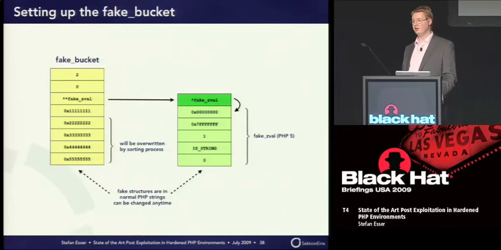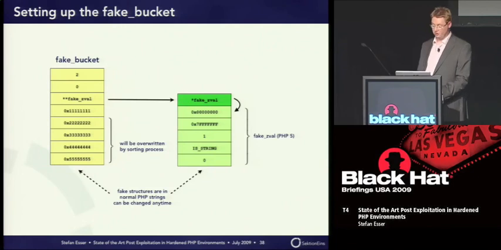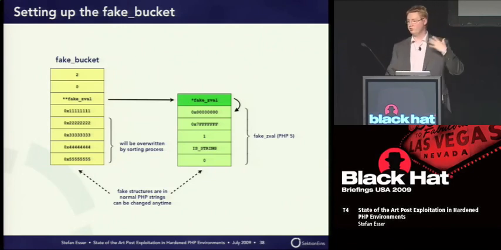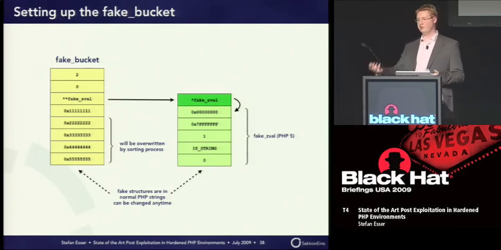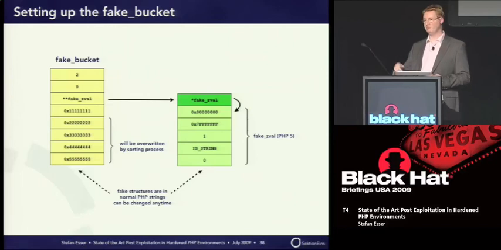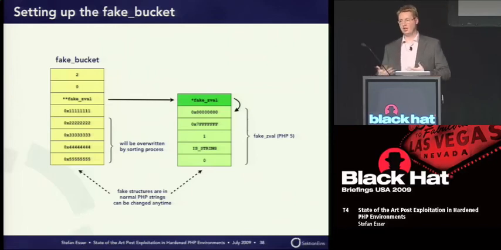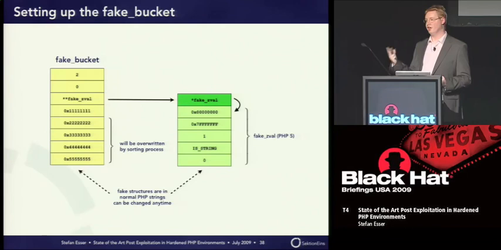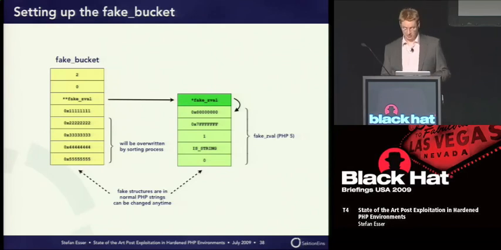The other thing is you create another PHP variable where you have the fake zval and the fake zval pointer in there. And you just set up a normal string variable. You know there's a difference between PHP 4 and PHP 5, and PHP before 5.1 and PHP after that. So you actually need 3 different ways to do this, but this is not really a problem.